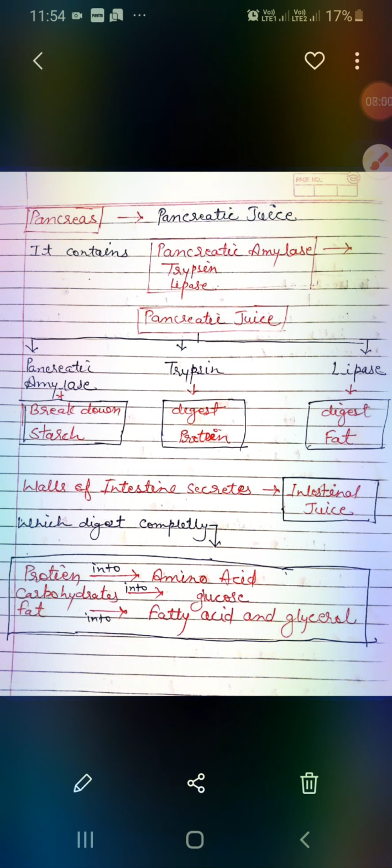And in the next session we will learn about the absorption of food, assimilation of food, and the egestion process of food.